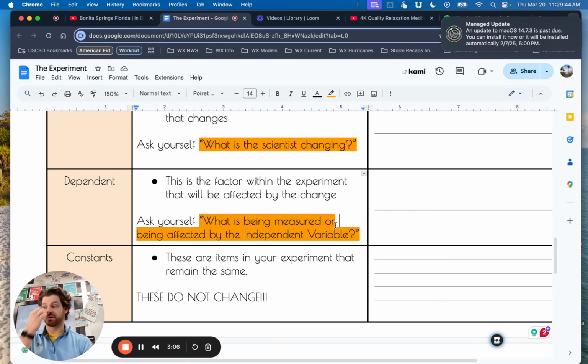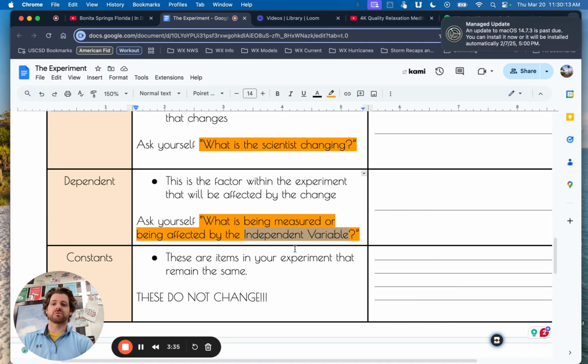Well, Mr. Tobin is growing these trees. He's using different fertilizers on them. What is going to be affected by those different fertilizers? Hopefully the growth of the trees. So the dependent variable here is going to be the growth, because we can measure that, and the growth is going to be affected by the independent variable based on how much fertilizer we use. That's going to change how much growth these plants are experiencing.